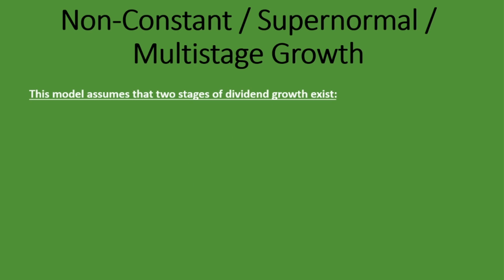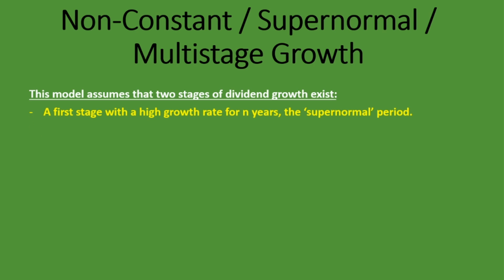So let's get into it in more detail. The non-constant growth. What is this? Well, this model assumes that at least two stages of dividend growth exist. The first stage has a high growth rate for n years, which is the supernormal period. So you have a first stage where the dividends are growing at a very high rate for a number of years, and this is called the supernormal period. This assumes that perhaps the business is a new business and it's growing very quickly, and they're able to issue an increasing level of dividends, and this increase is high. So that is the first stage.